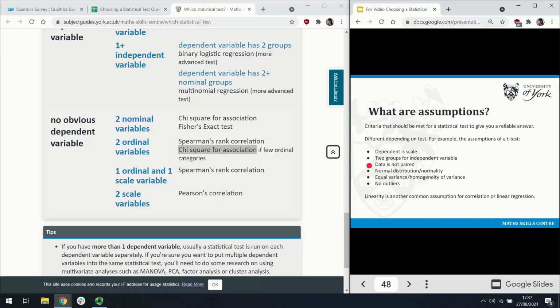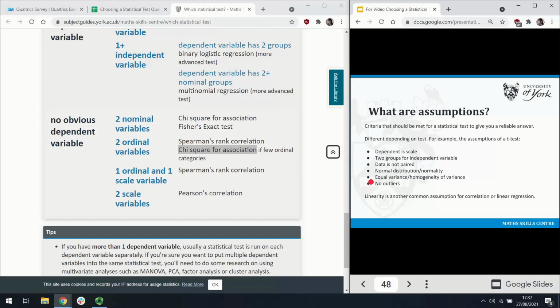The data is not paired. Again, you know that about your experiment, about your study. You should be able to recognize whether it's paired situation or not. Whereas normal distribution, equivariance, and whether your data's got outliers or not, you're going to have to look at your data and maybe do some tests in order to determine these last three assumptions.